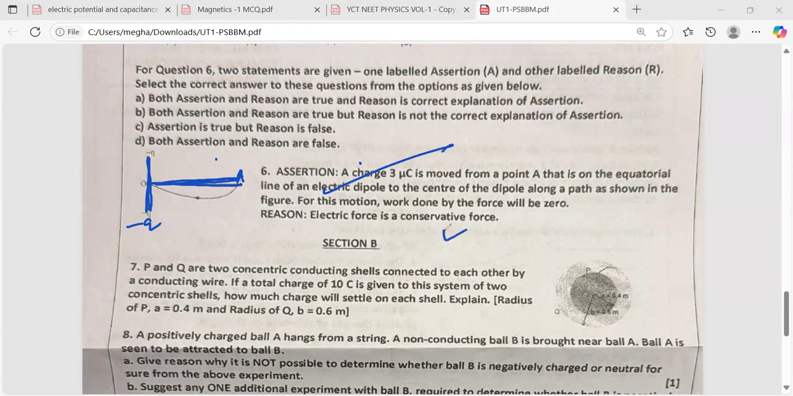Electric force is a conservative force. Yes, it does not depend upon the path. Here it is given it has been taken from here to here. However it is taken, work done due to the electric force, this is a conservative force, is independent of the path it follows. Potential at point A is equal to potential at point 2. So therefore, potential difference is equal to 0. So hence, A is the correct option.